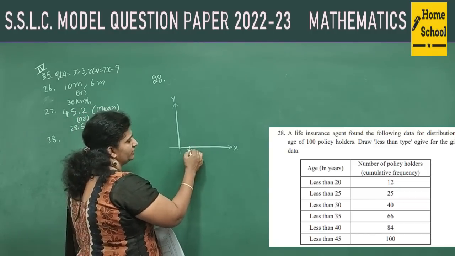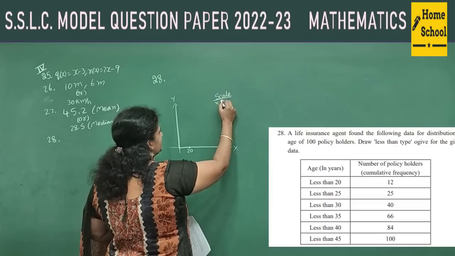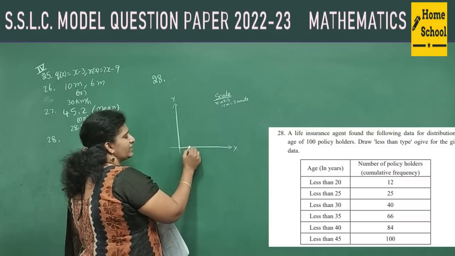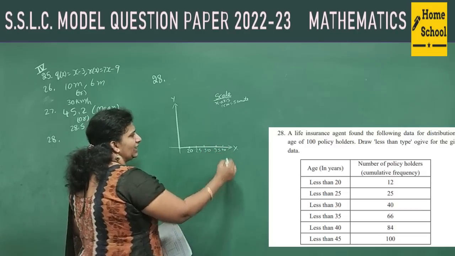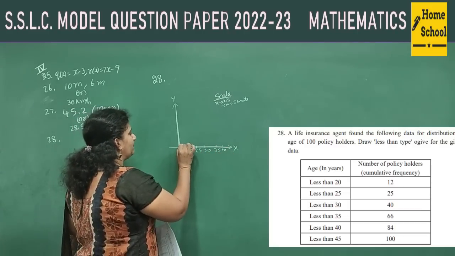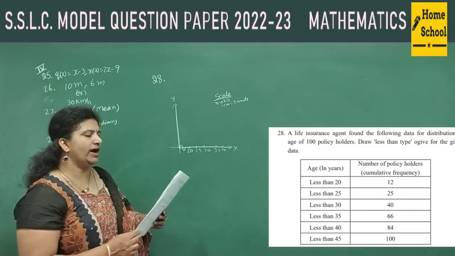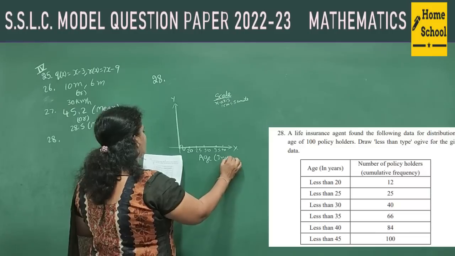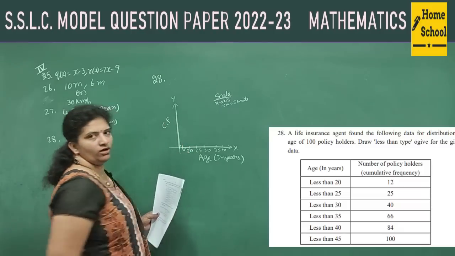So let me take the scale of x-axis. 1 centimeter is equal to 5 units I will take. See here, I have taken first one 20, next one 25, 30, 35, 40. I'll take like this. And I am going to compress the graph by a wave, right? And now coming to y-axis, this is age in years, and this side cumulative frequency, number of policy holders you can write.